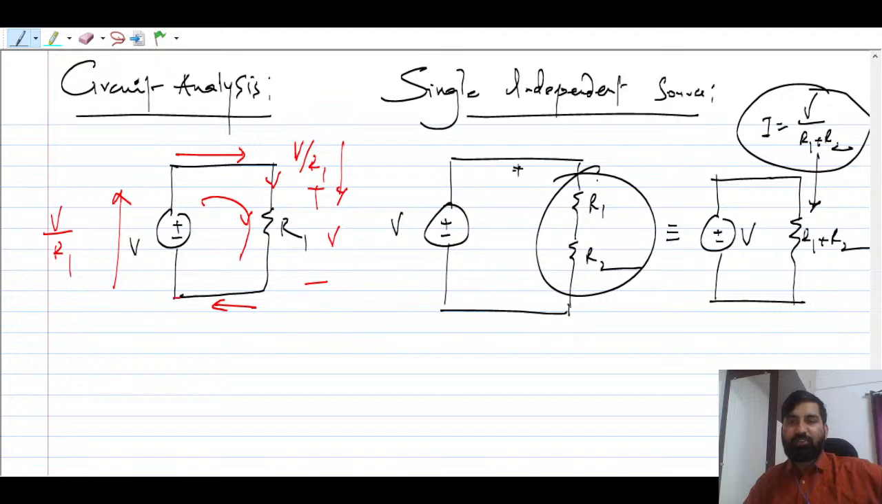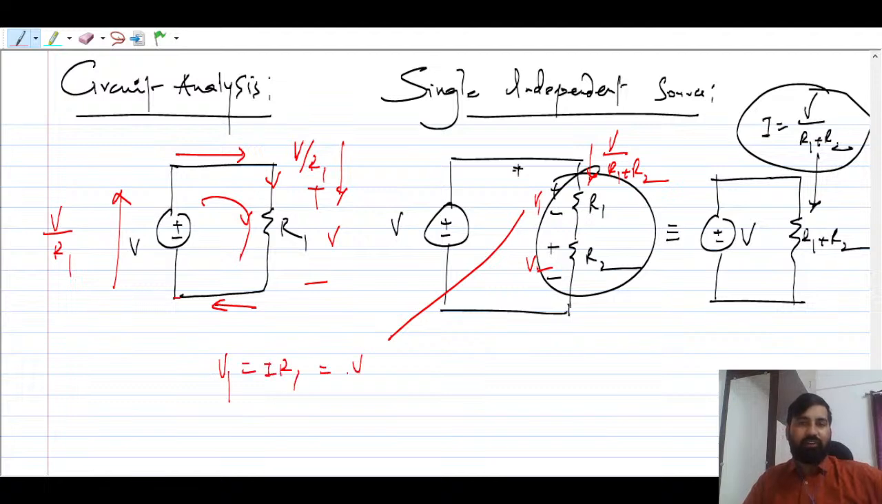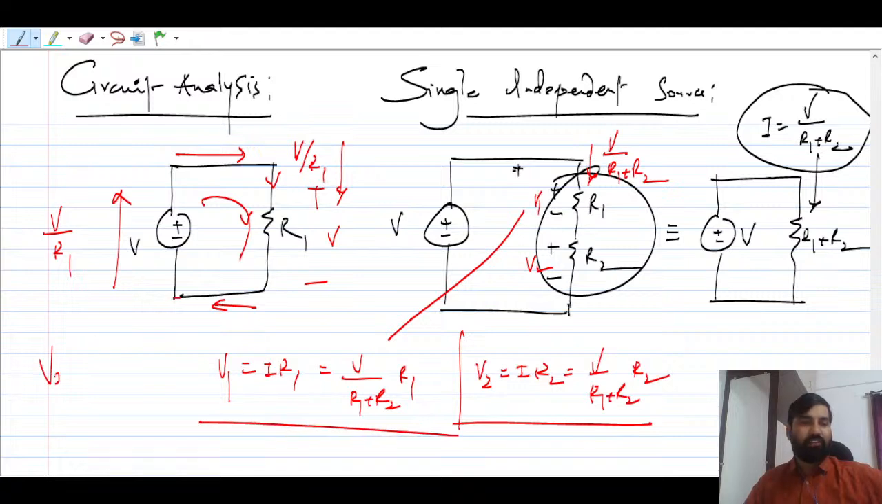Or you can also find the individual voltage across each element just by using the voltage division rule. I have discussed this rule. So you can find V1 and V2. What current is flowing through this? V by R1 plus R2. So what is the drop across this? The drop across this is I times R1, which is nothing but V by R1 plus R2 times R1. And V2 is equal to I times R2, which is V by R1 plus R2 times R2. So you see, these are the voltage division formulas. We are using the voltage division rule.